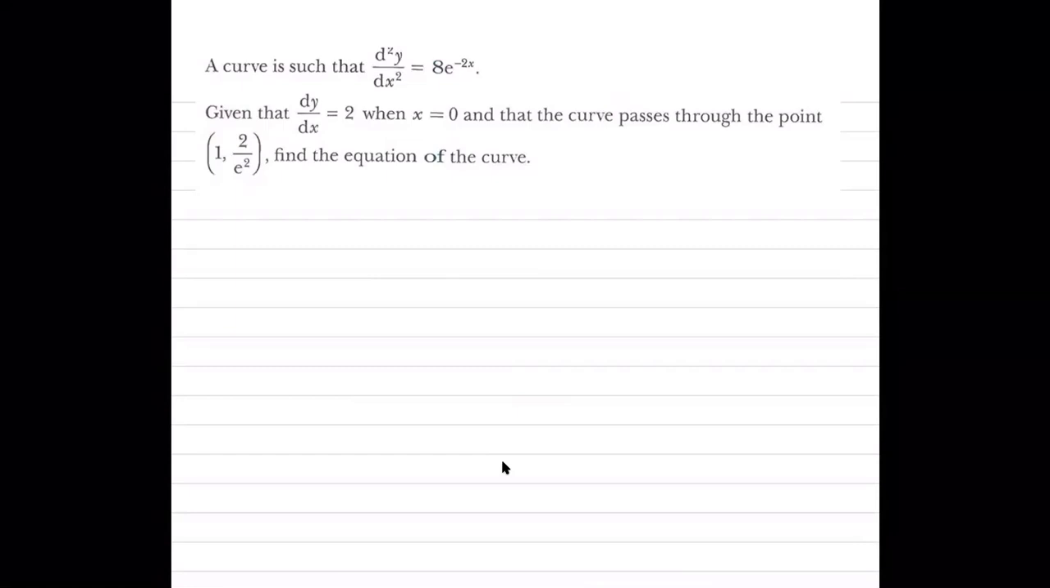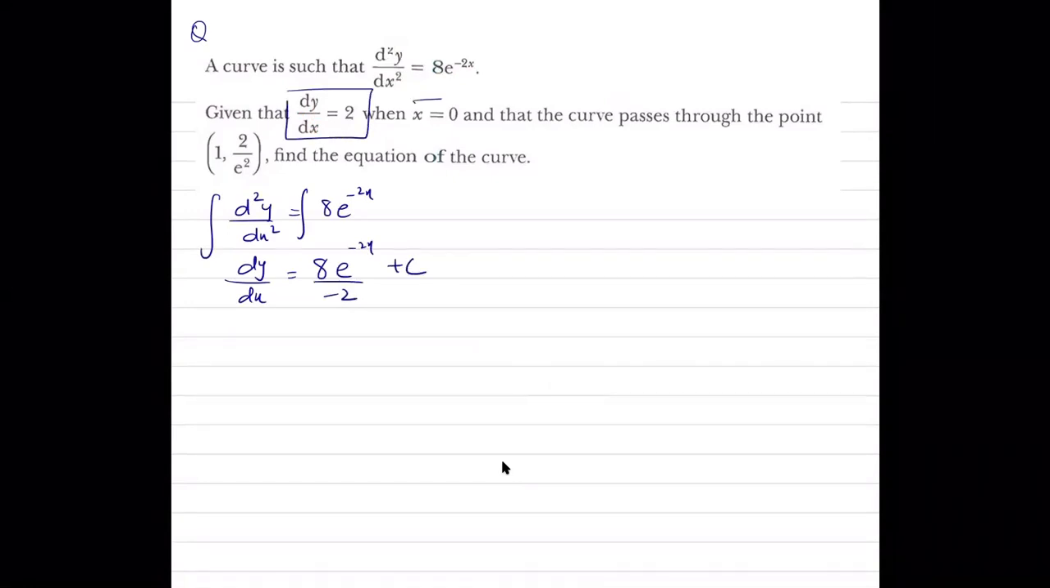Now we have a second derivative in this question. d square y over dx square is 8e to the power of negative 2x. It is given that dy by dx is 2 when x is 0. To find dy by dx, I'll have to integrate d square y over dx square first. So if I integrate the second derivative, I'm going to get the first derivative, 8e to the power of minus 2x upon negative 2 plus c.